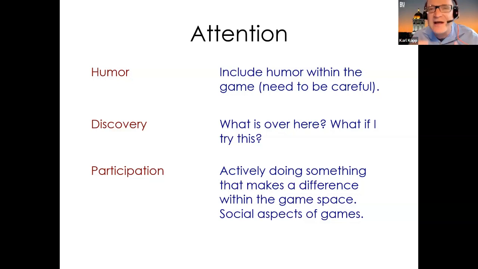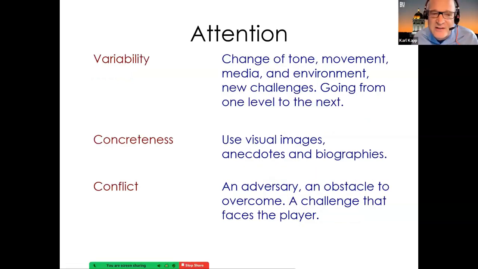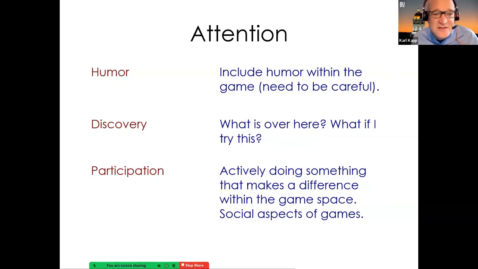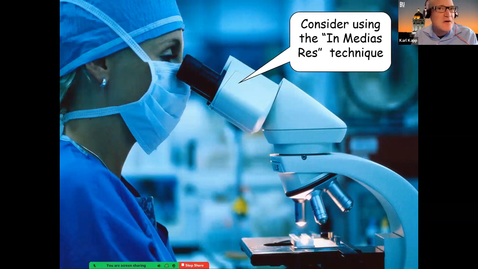It's an activity that gets people involved, and we know that active learners have a better chance of learning and retaining information, and getting people to participate in an activity kind of fosters that. So those are ways that we can grab attention. Six ways to grab attention: variability, concreteness, conflict, humor, discovery, participation. So let's put some of those to work.